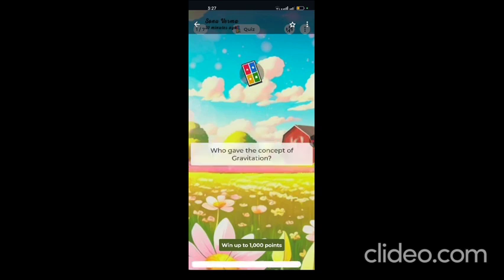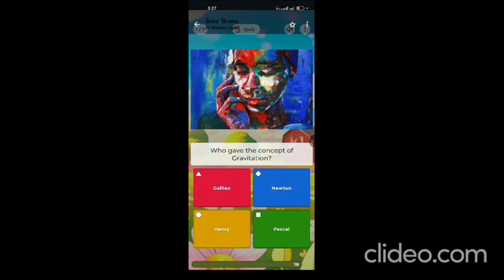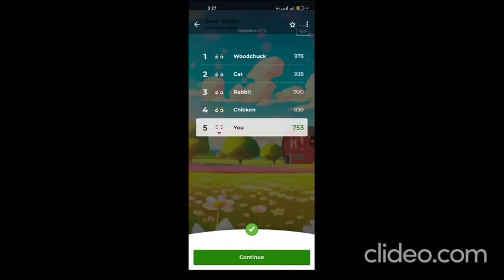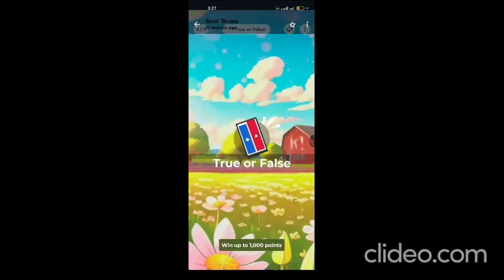The first question is, who gave the concept of gravitation? There are four options: Galileo, Newton, Henry, Pascal. The answer is Newton. So, very good. Now let's continue.